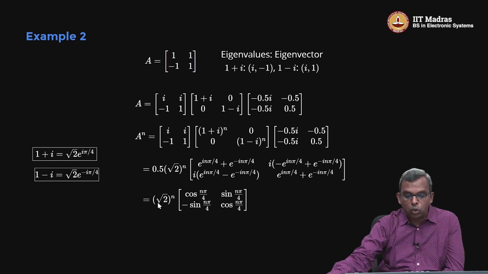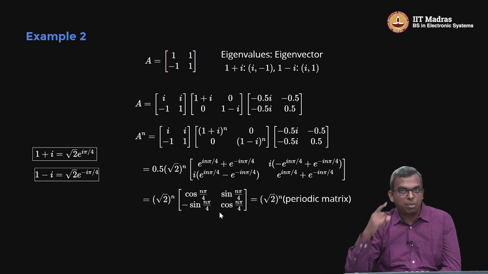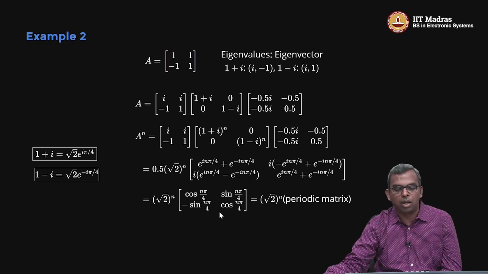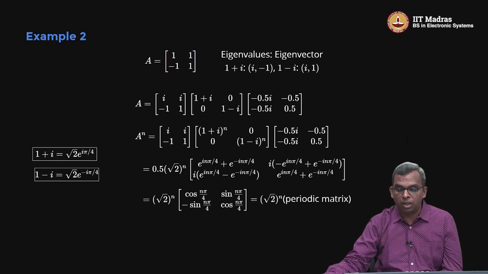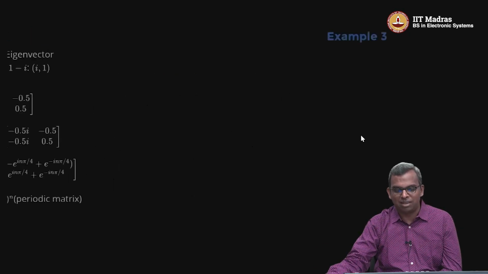So you see that this is root 2 power n times this cosine n pi by 4, sin n pi by 4 type matrix. So it's the same as root 2 power n times a periodic matrix. No, this has a period. Every 8, when n equals 8, it starts repeating. This is a periodicity of 8. We saw that periodic property when we raised this 1, 1, minus 1, 1 to the power. Okay, so here is the power of eigenvalues and eigenvectors in figuring out the powers of a matrix.